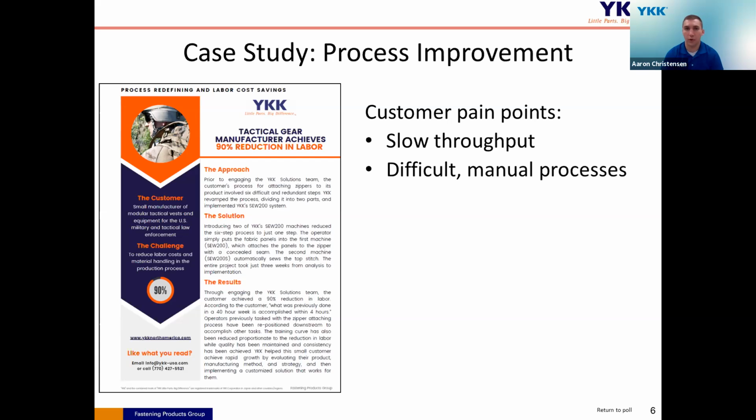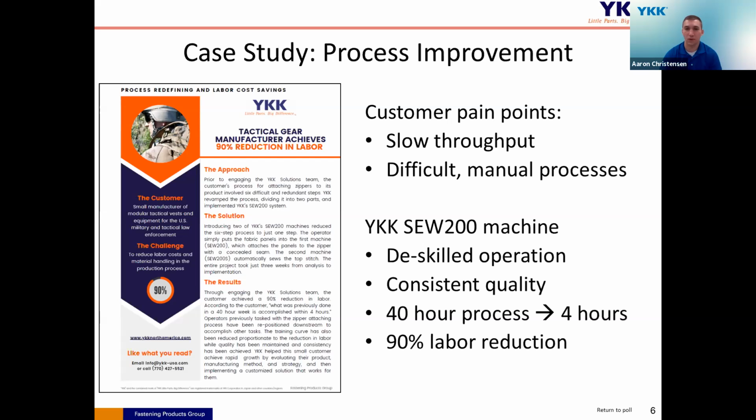In this example, there were about 6 different stations where the product would have to move between the different stations. The operator would move with the product. Every operation is a little bit different. There's a lot to manage there, and it was really slowing them down. YKK again introduced SO 200. This was actually a dual SO 200 system. There were 2 of them in the operation, and this solved a lot of problems for them.